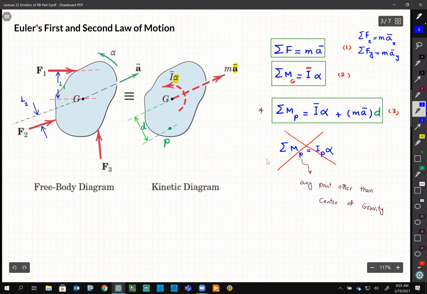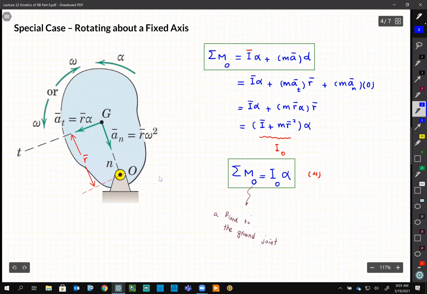And a big mistake that I've seen a lot is that the student takes the moment about point P and writes that it is equal to I_P alpha, which is not correct. The only scenario where it is true is when P is fixed to the ground as a joint, like everything is rotating about point P, which was this scenario. In this scenario, the rigid body is fixed at point O, and you are allowed to take the moment about point O and write down I_O alpha, okay, which is an important equation.